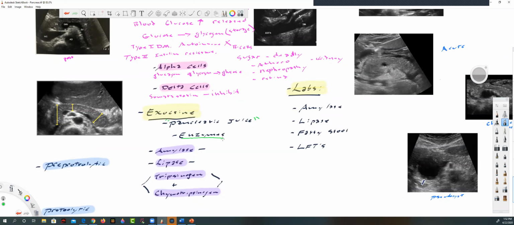So we have amylase. Amylase attaches to carbs, complex carbohydrates. I'm just going to write carb. It helps break down complex carbs into simple carbs. In other words, complex sugars down to simple sugars. Lipase, well, everyone's heard of liposuction. That helps digest fat and breaks down the fats. And then we have trypsinogen and chymotrypsinogen. Both of these break down more proteins into amino acids.